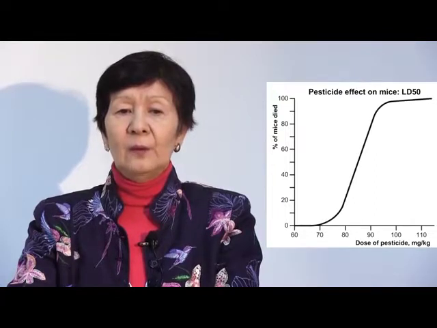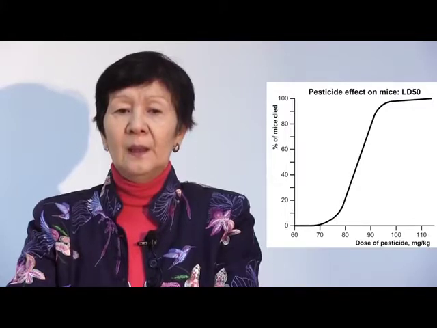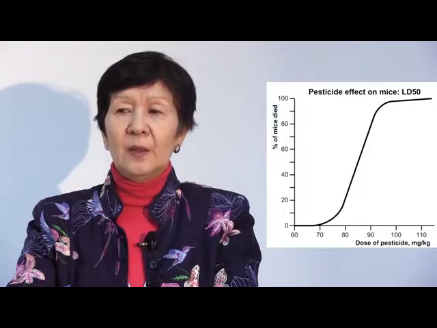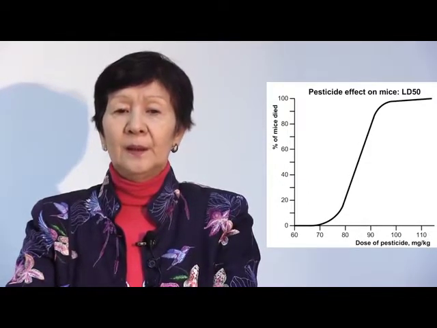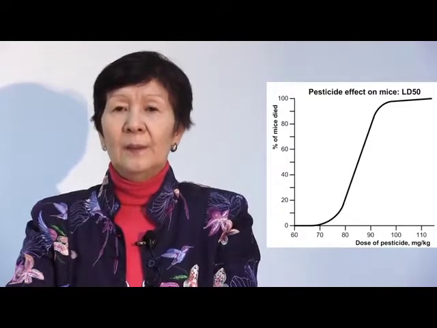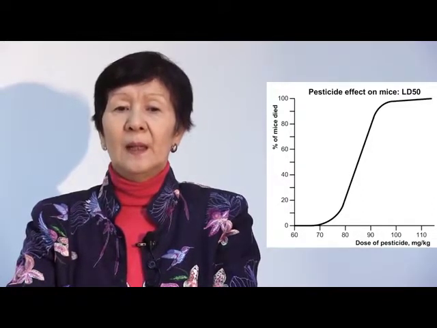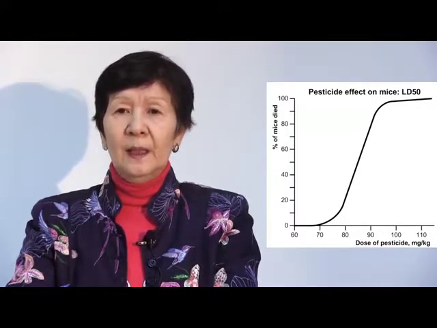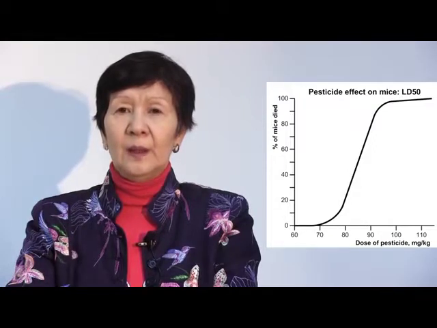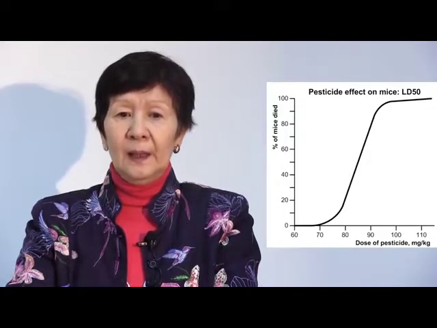From this curve, we see that at a low dose of pesticide, up to about 70 milligrams per kilogram, no mice die. But increasing this dose further, we observe more and more mice dying after taking the toxic substance. And finally, at about 100 milligrams per kilogram of mice body, we see that 100% of mice are dying.